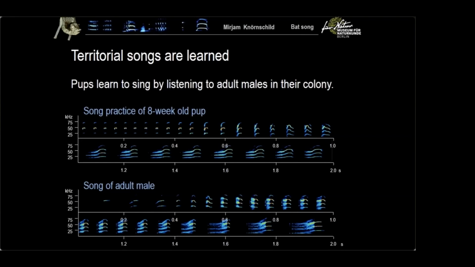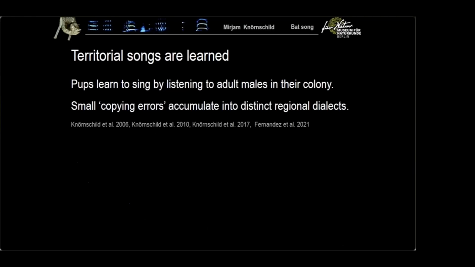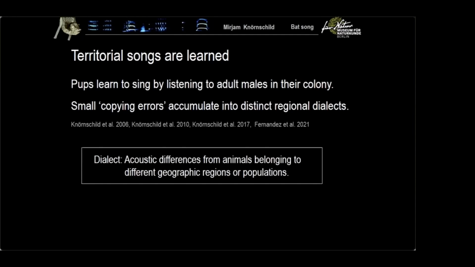And we did a variety of different tests to show that these songs are actually learned, but I don't have time to present you the data here. As a consequence of this song learning, there are small copying errors. So when the pups are learning to sing, they don't copy the adults perfectly. They make small mistakes, if you will, and these copying errors accumulate into distinct regional differences, and we call these acoustic differences dialects. And in animal bioacoustics, with dialect we mean acoustic differences from animals belonging to different geographic regions or different populations.